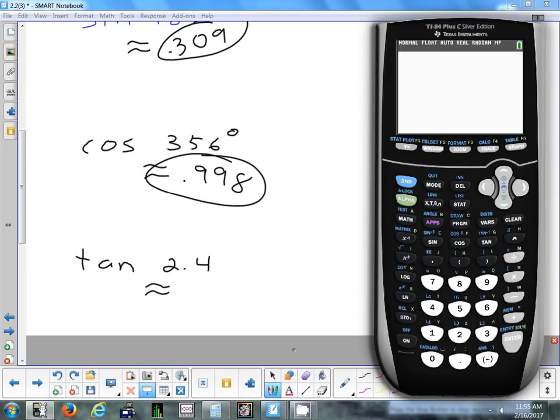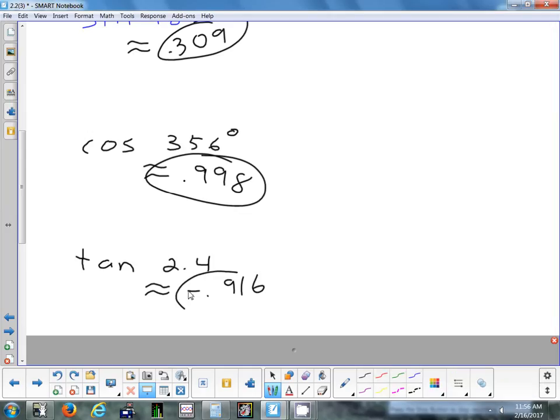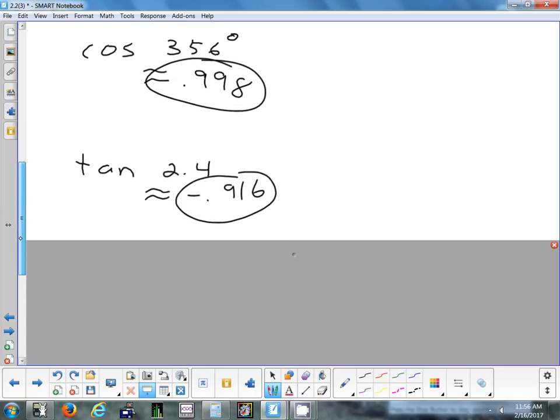Change to radians. And then press tangent, 2.4, and you should get negative 0.916. Okay, if you're getting the answers I'm getting, you're doing it correct. If you're not getting any of these, come have me look at your calculator, and I'll help you out today. You change to radians? You press the DRG button at the top, and then you'll get to use your arrows, and then underline it, and then hit enter. Any questions on that one?